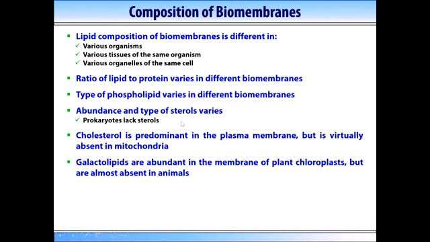The abundance and type of sterol varies. Remember, we talked last time that bacteria do not have cholesterol. Cholesterol is predominant in the plasma membrane, but is actually absent from mitochondria. Galactolipids or glycolipid type of components are abundant in the membrane of plant chloroplasts, but are almost absent in animals. So these are just some examples.